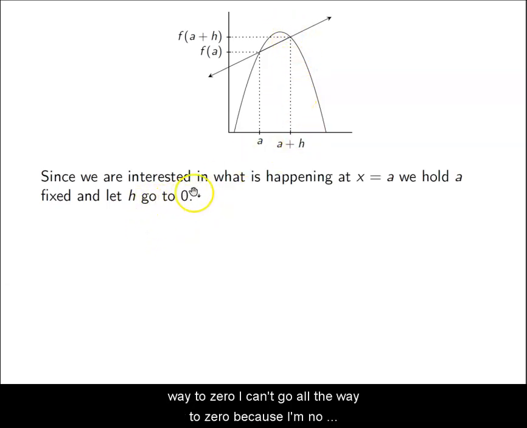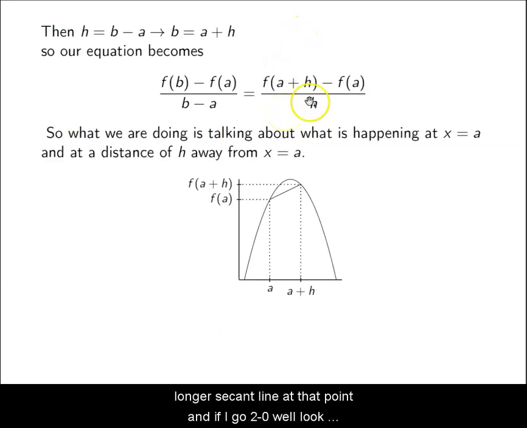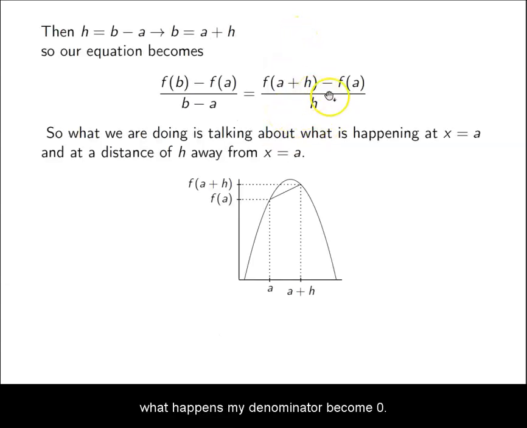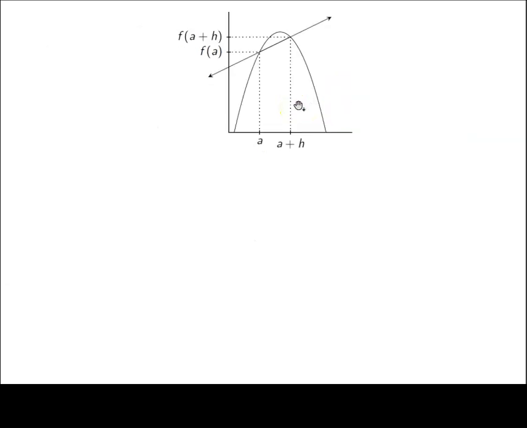I can't go all the way to 0 because I'm no longer a secant line at that point. And if I go to 0, well, look what happens. My denominator becomes 0. My function becomes undefined, right? So we're going to look at the limit as h goes to 0. Since I can't actually just plug in 0, I can take the limit and see what happens as I get closer and closer and closer.